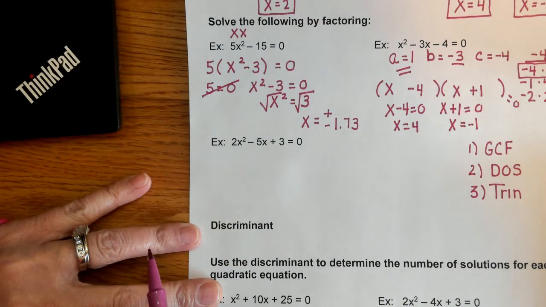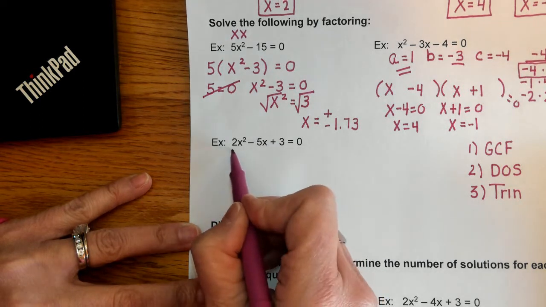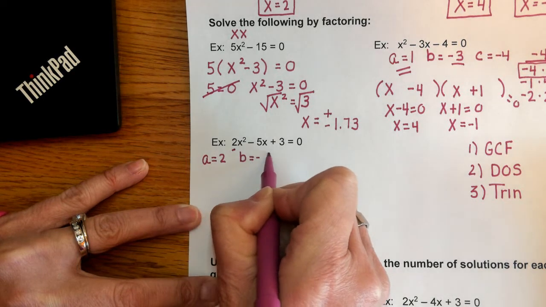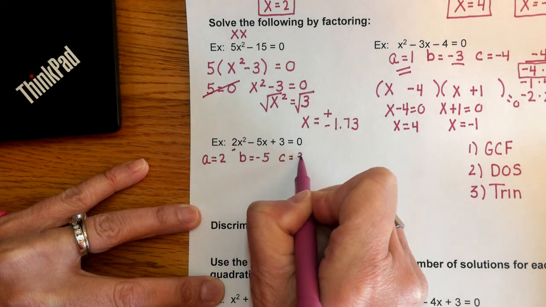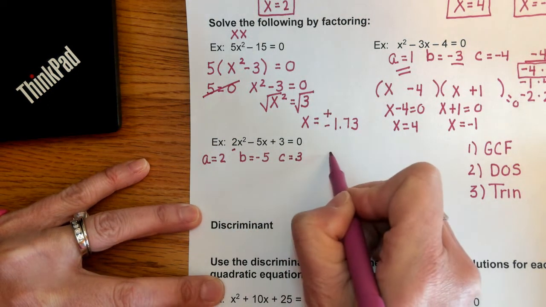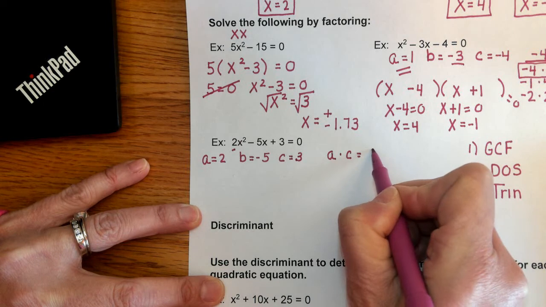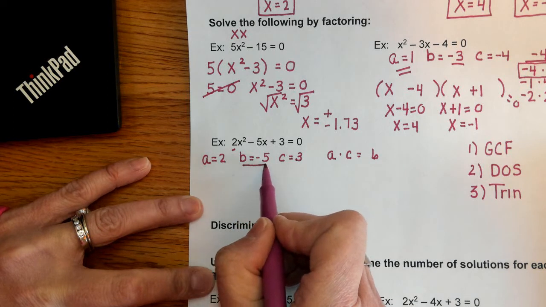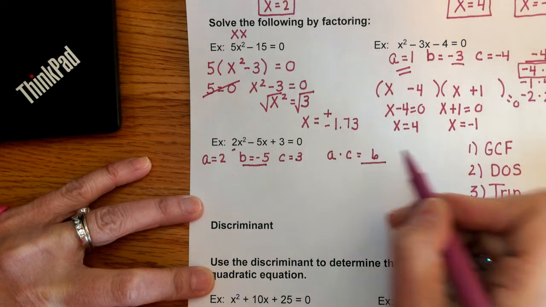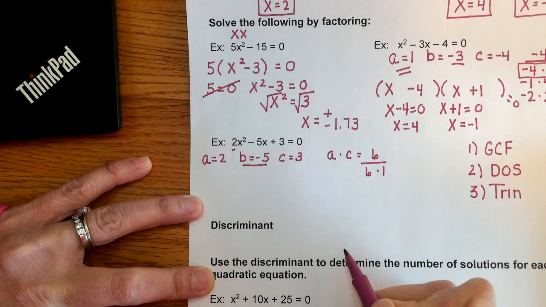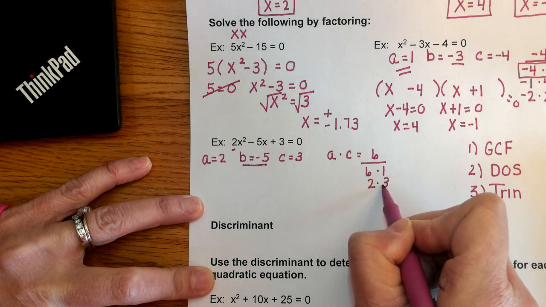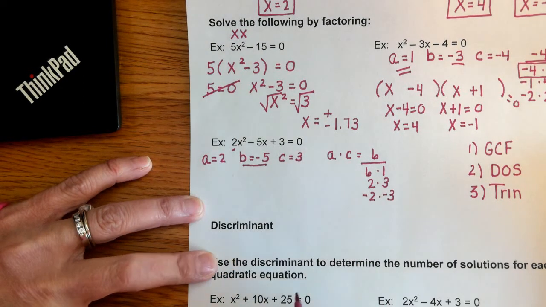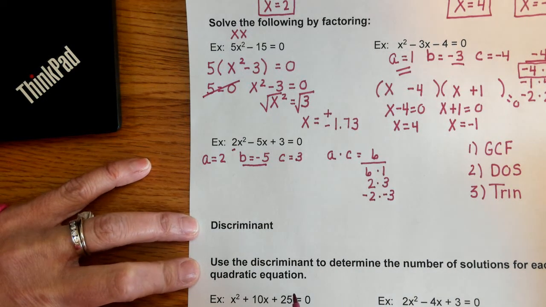No greatest common factor. It's a trinomial. A is not equal to 1 this time. So A equals 2, B equals negative 5, and C equals 3. This time we have to find A times C, which is 6. And we are looking for the factors of 6 that would add up to negative 5. So 6 times 1, add those is 7. 2 times 3, add those is positive 5. But negative 2 times negative 3, when I add those two together, I get negative 5.